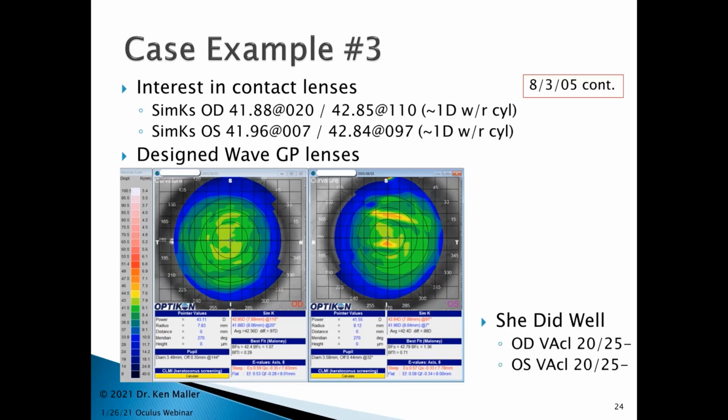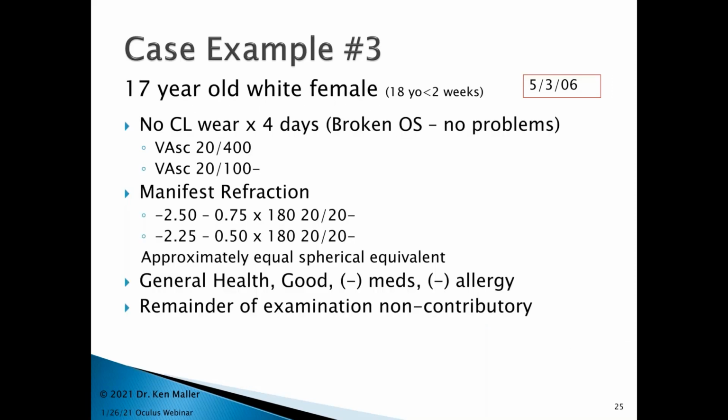So I fit her into those lenses in August of '05. She did very well. She had 20/25 minus vision, which was the best she had gotten prior as well. And so she was a happy person. So she comes back in '06, which is 8-9 months later. No contact lens wear times 4 days because she broke her left lens. She wasn't really having any problems, but noticed her uncorrected vision had dropped a little bit further. Now it's 20/400 and 20/100 minus. Refraction, though, looks about the same as it has all along. It's still about the same spherical equivalent, and she was able to even get to 20/20 minus. Maybe wearing the gas perms has done a little bit to get her slightly sharper acuity.